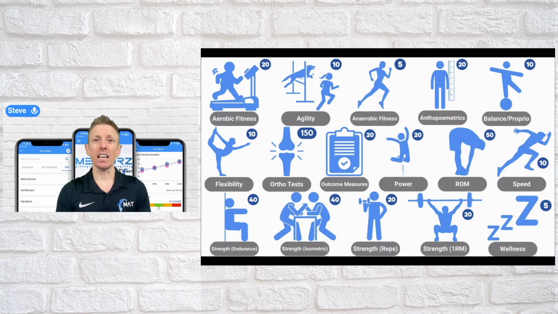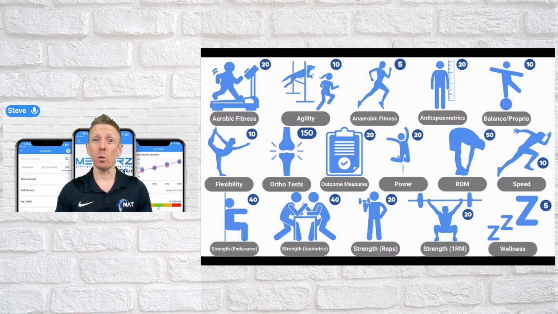Anthropometrics, tracking height, weight, muscle girths, different other girth measurements, which are often useful in multiple populations, particularly my favourite when working with younger individuals. Balance and proprioception, the star excursion balance test, my favourite test, is part of that. Flexibility, we can use some of the inbuilt tools to measure flexibility, including the inclinometer for all parts of the body. Orthopedic tests, we see over 150 different orthopedic assessments in there.